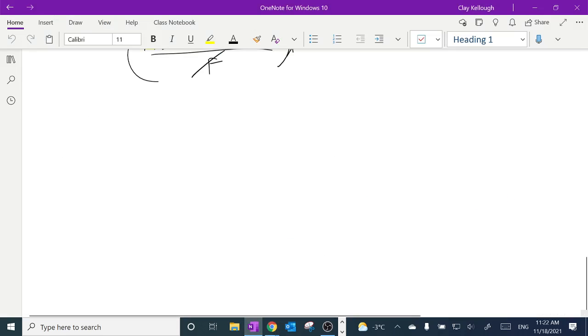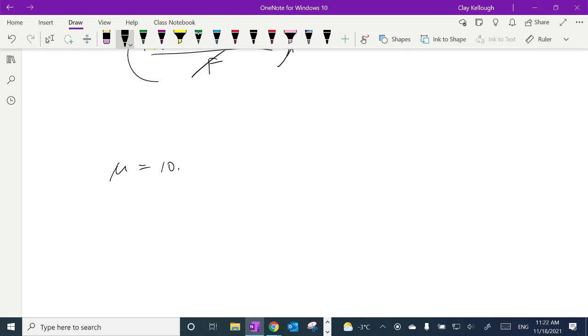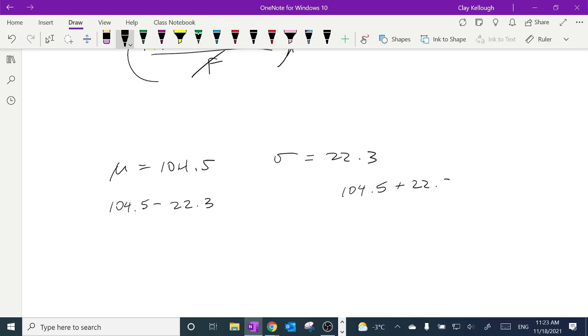So now let's do the algebra way. So the algebra way, what did we find out algebraically? We found out that the mean is 104.5, and the standard deviation is 22.3. So we expect 68% of the data to be between these 2 numbers. That's for number 1. Okay? So minus those and plus those. So when you minus them, you get 82.2, and when you plus them, you get 126.8.